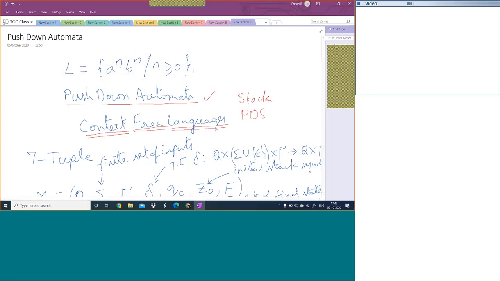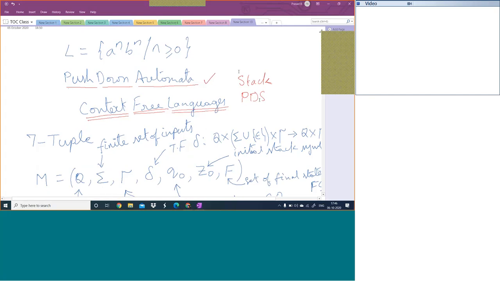Okay, next in PDA, a stack or push down store, PDS, will be used as a memory, which can be used to push or pop the symbols of the grammar, push or pop the symbols, or just you write like this, push or pop the symbols, that's enough.